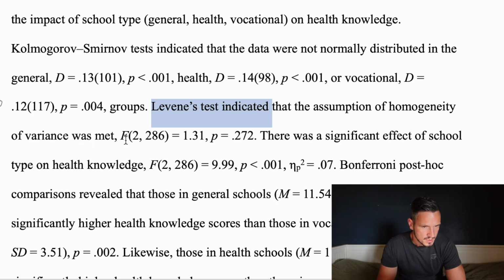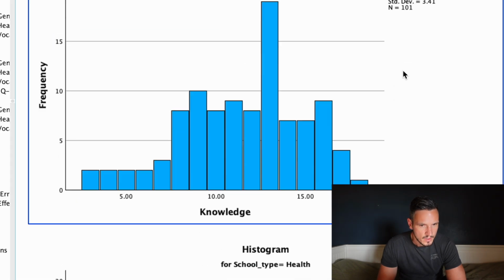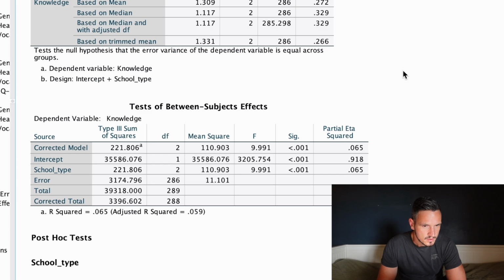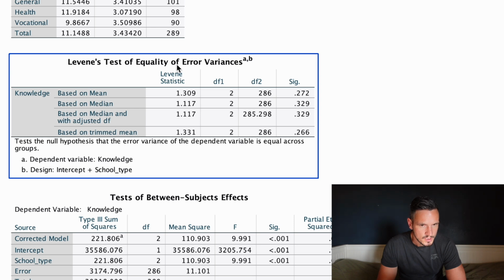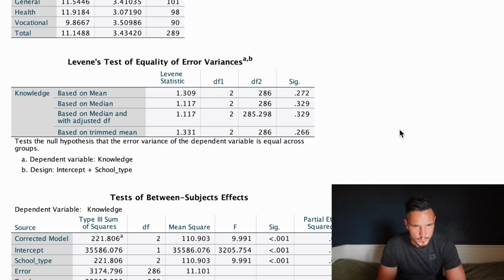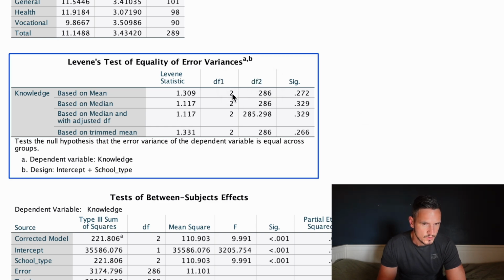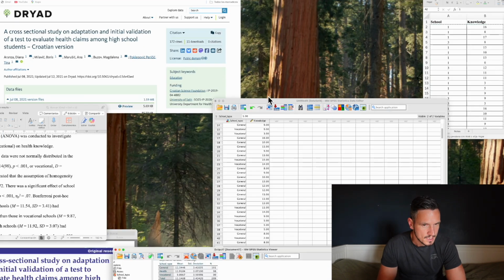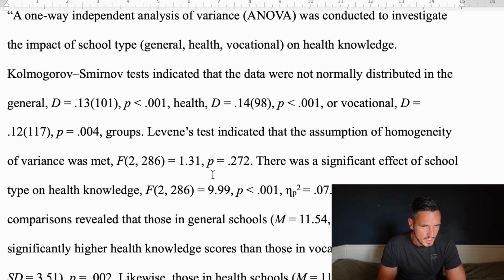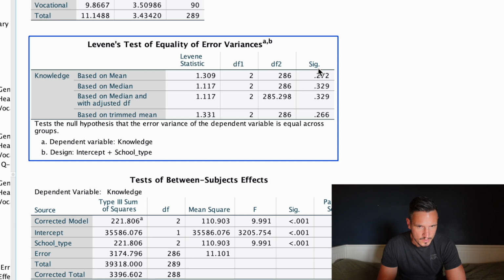And then we have these statistics. So we have F equals 1.31, and that's coming from this Levene's test of equality of error variances table, where we have the Levene statistic of 1.31 if we round that to 2 decimal places. Then we have 2 and 286 as our degrees of freedom, and we have a p-value of 0.72, which is what we have in the sig column here.